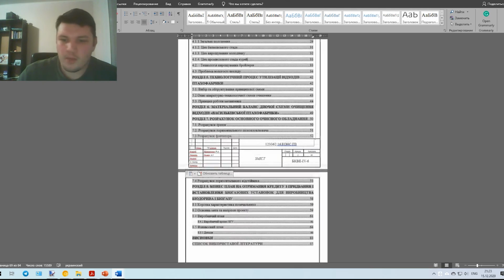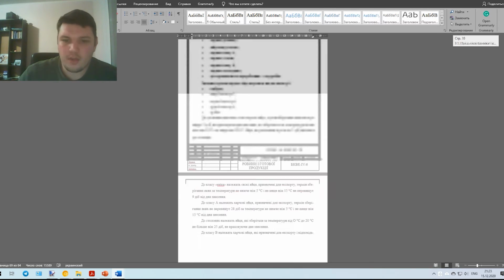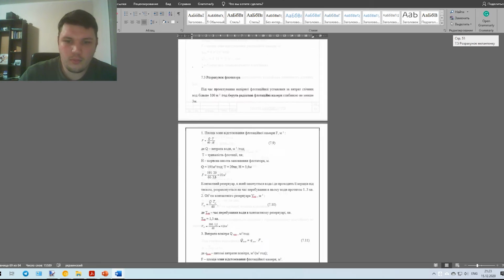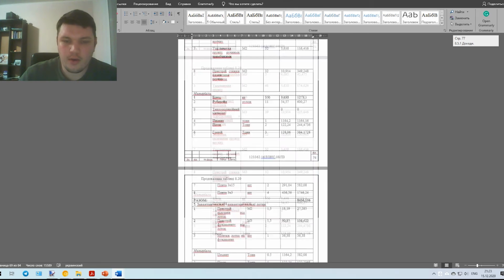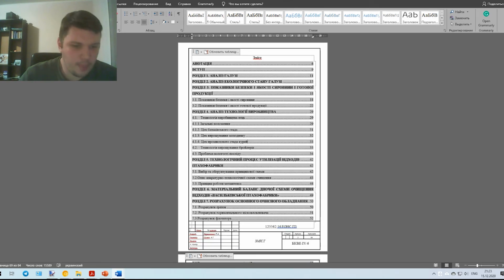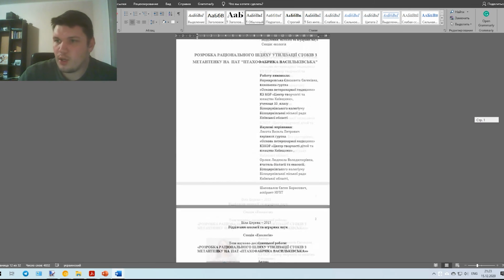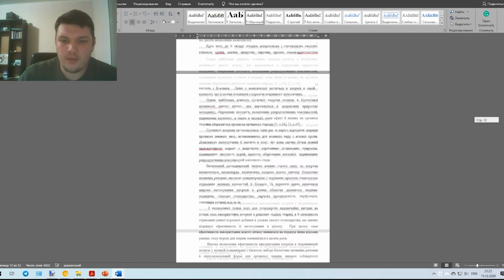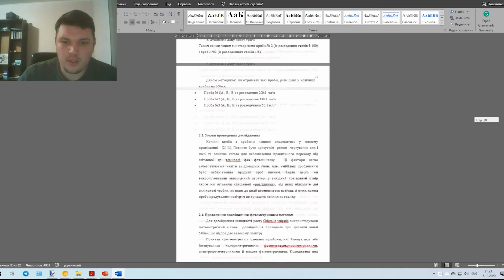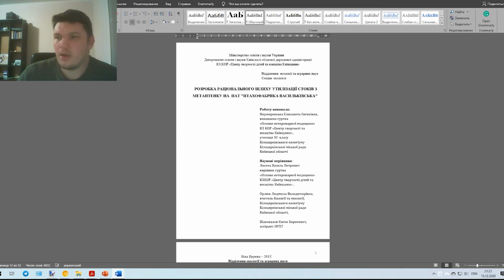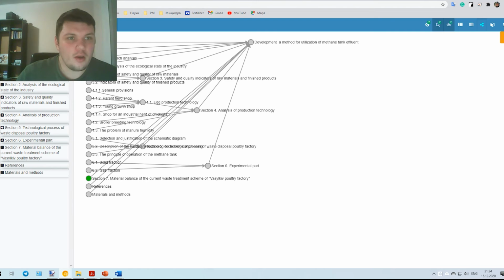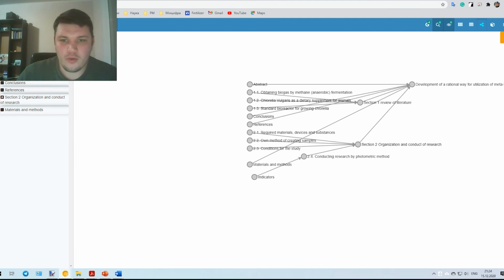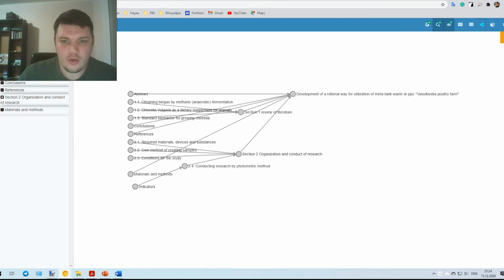Here we can see a master's work on the topic of anaerobic digestion of waste, and here is how it looks. The second work, in the same field, is on anaerobic processing of waste, and both of them were processed in the form of an ontology. Here we have a view of both those two works, and let's take a look at the simplest.